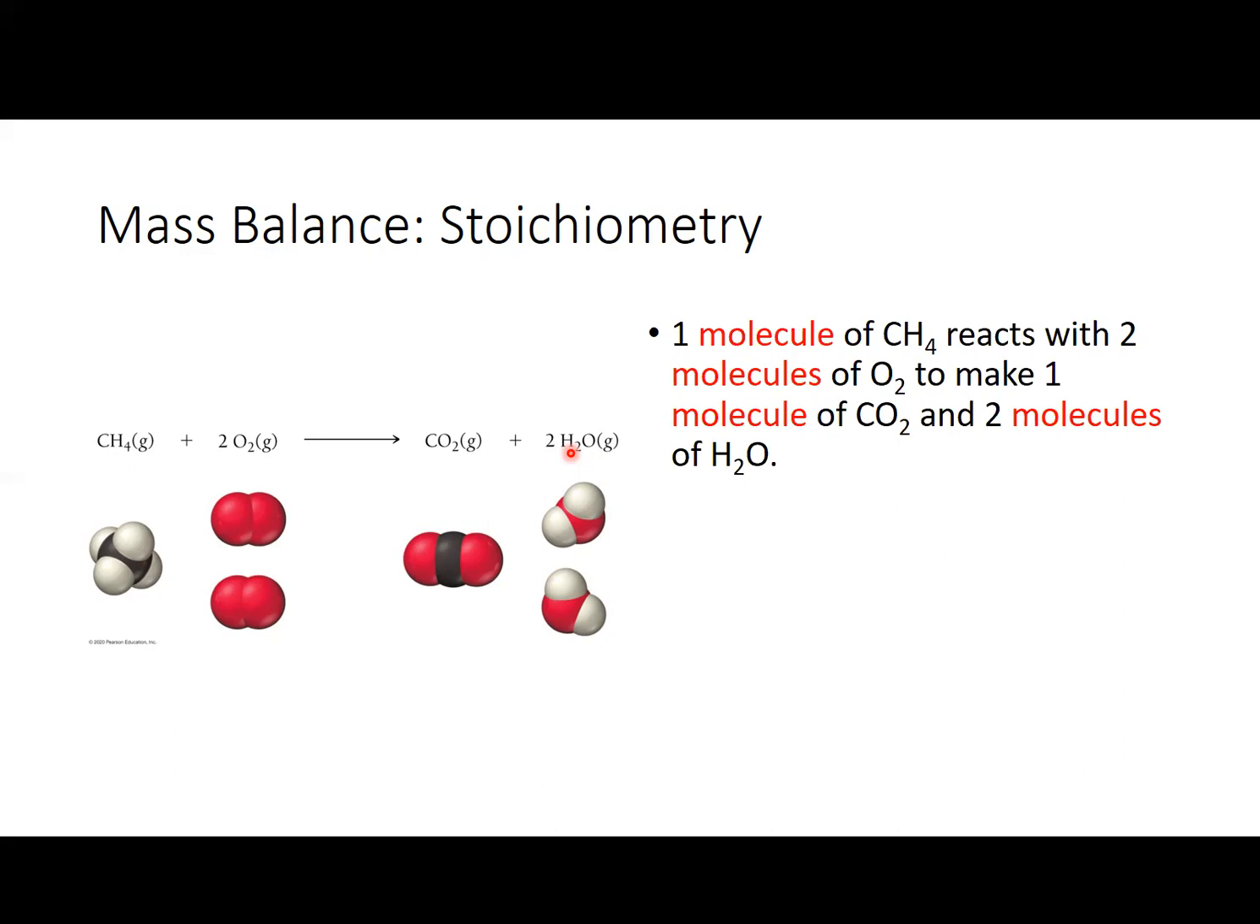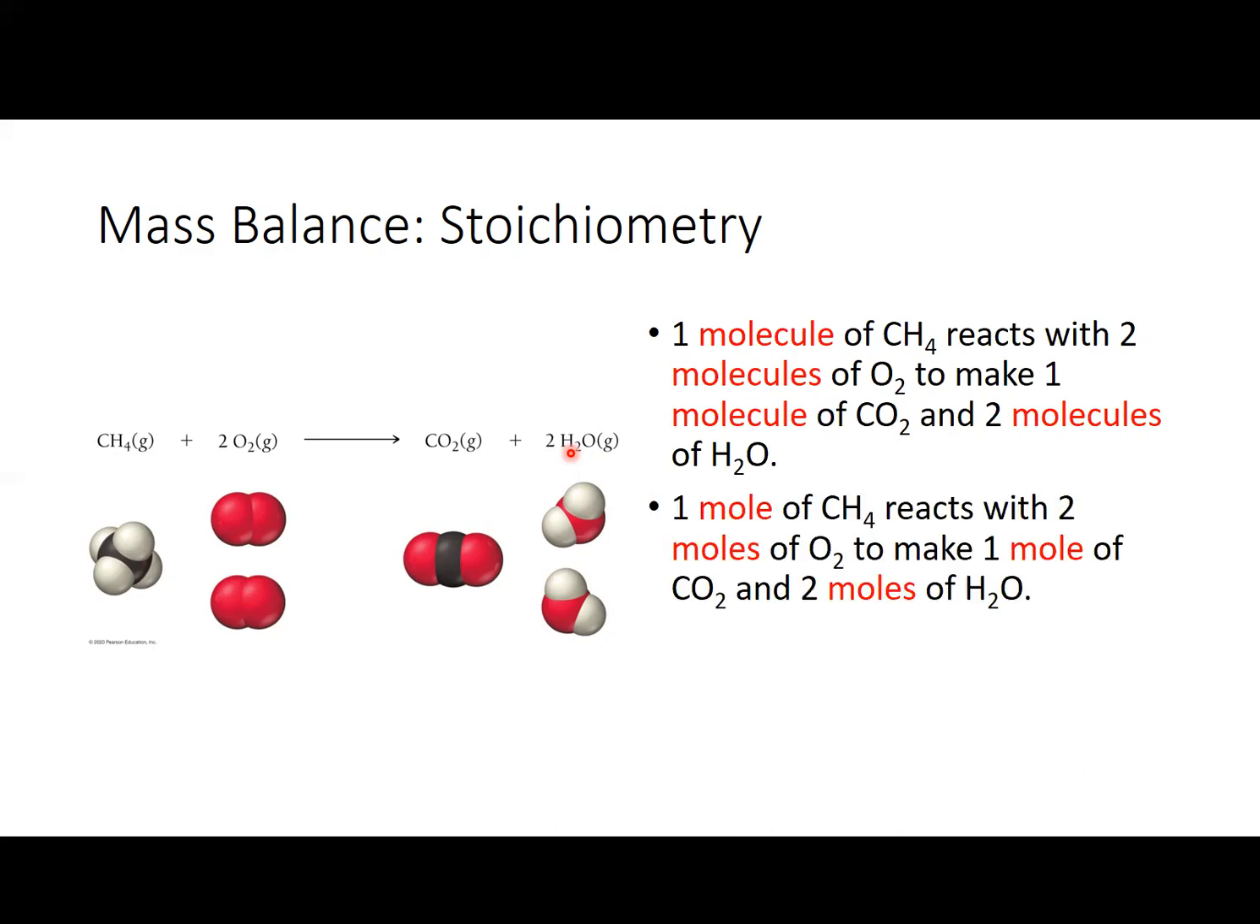And instead of 4, it might be like Avogadro's number of molecules, a huge number of molecules. So if that's the case, then we can say that 1 mole of CH4 reacts with 2 moles of O2 to make 1 mole of CO2 and 2 moles of water. So we know all these quantities in terms of moles, right?